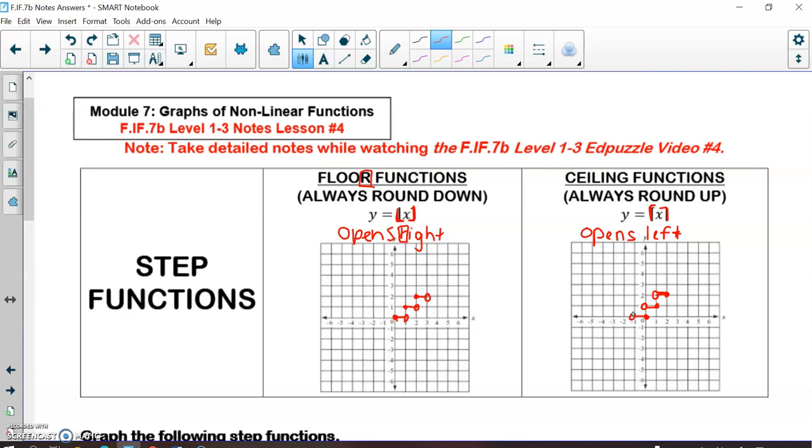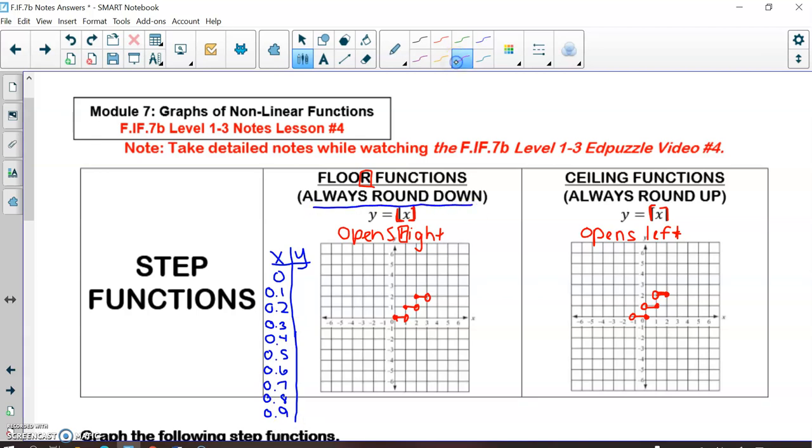Now, with floor and ceiling functions, basically what you're doing in floor functions is you're always rounding down. So if I were to do an X and Y table, and I picked the x values of 0, 0.1, 0.2, 0.3, 0.4, 0.5, 0.6, 0.7, 0.8, and 0.9, you always round down with floor functions.